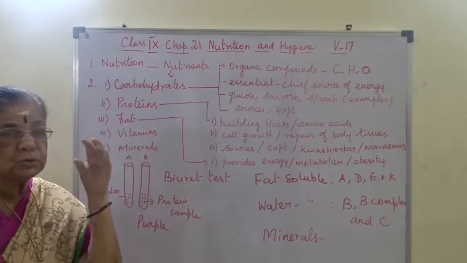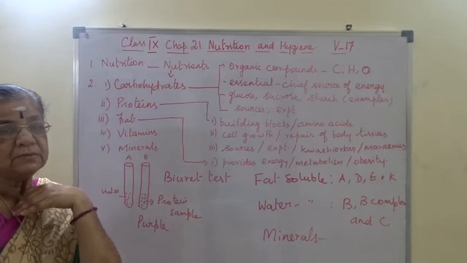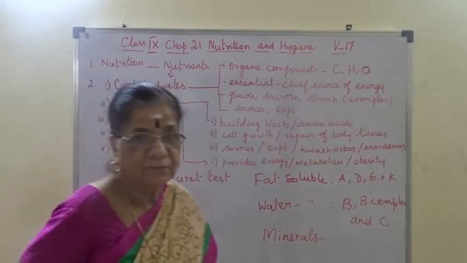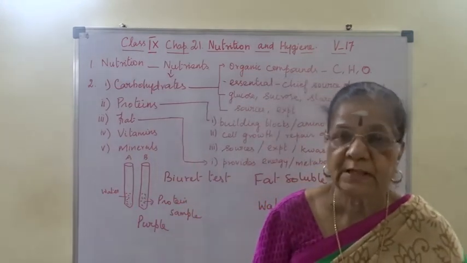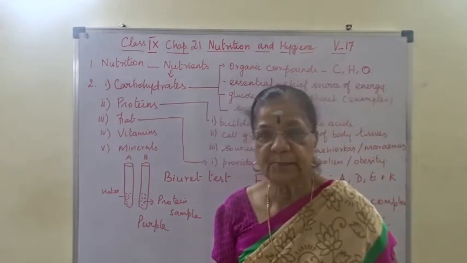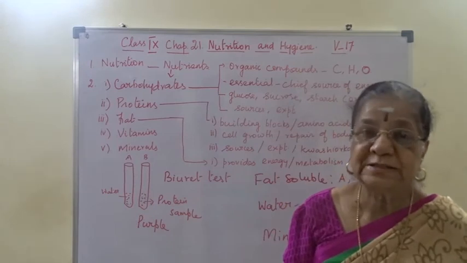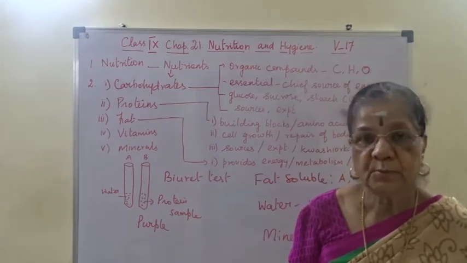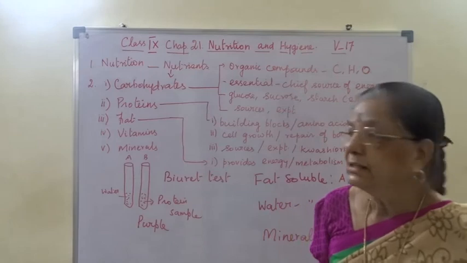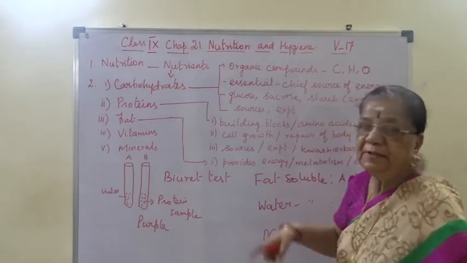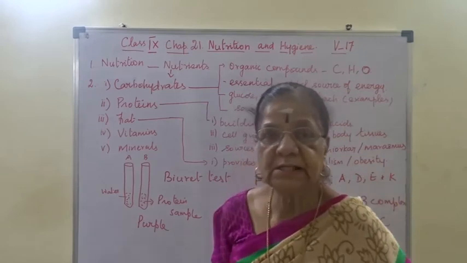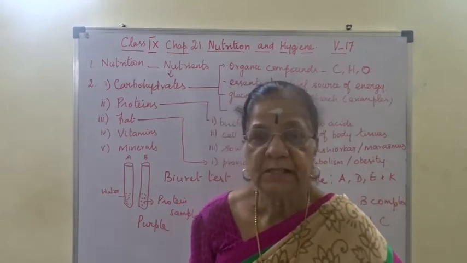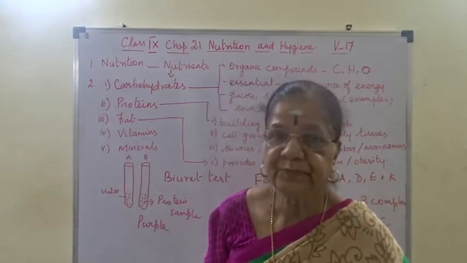Then the sources are sugarcane, wheat, rice, potato, sweet potato, mango and watermelon. They are all sources of carbohydrates, right? Then the carbohydrates can be tested by an experiment called the starch iodine test. That we will do in the lab.